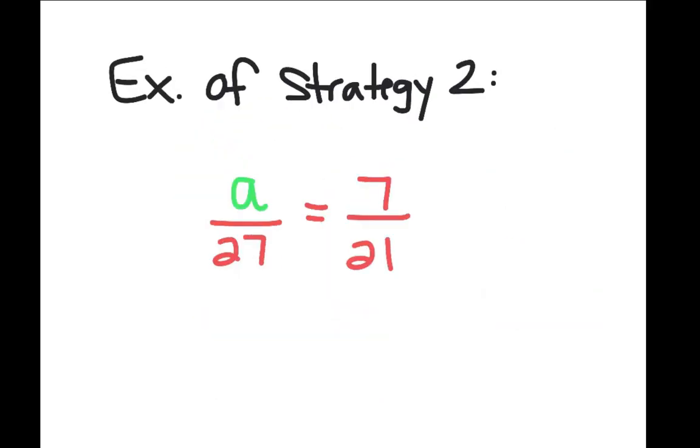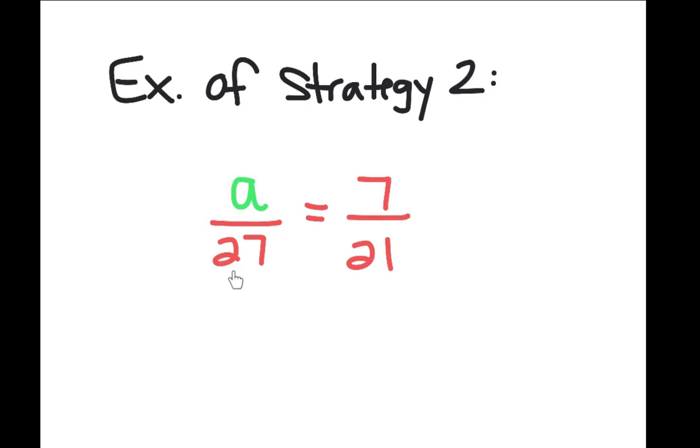For our second example, we have something. That letter is representing my unknown. It's what I have to find. Is to 27 as 7 is to 21. Now, in strategy 1, given the known ratio, we could see how we were going from one ratio to the other. And then we could go up or down proportionally. We could either multiply or divide. But now I don't see exactly how I'm going from 21 to 27.